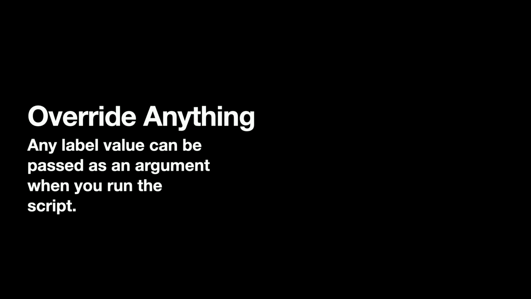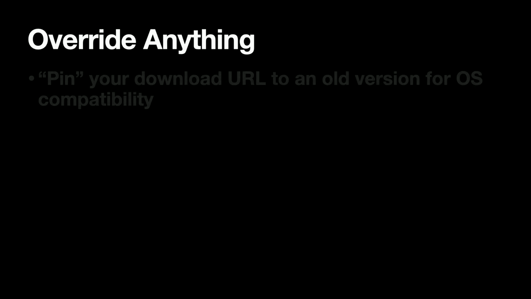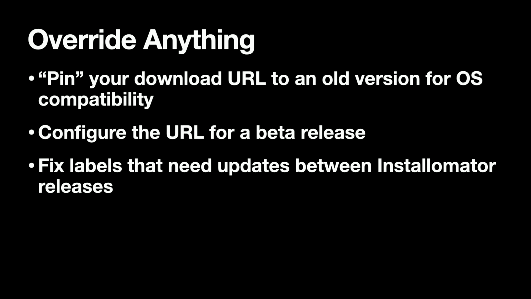The other thing you can do at runtime is override any individual element of a label recipe. So if a vendor changes the URL on you and you can't wait for the five of us to go and fix it, you can, without changing the Installomator script on the machines, pass a new option and say, no, the download URL is here now, and it will fix those broken labels.